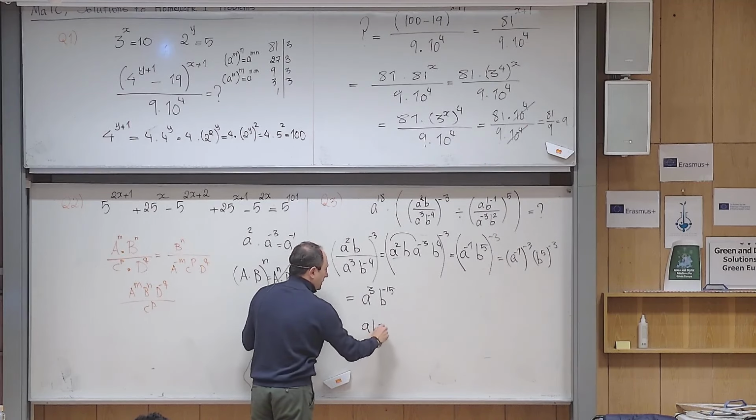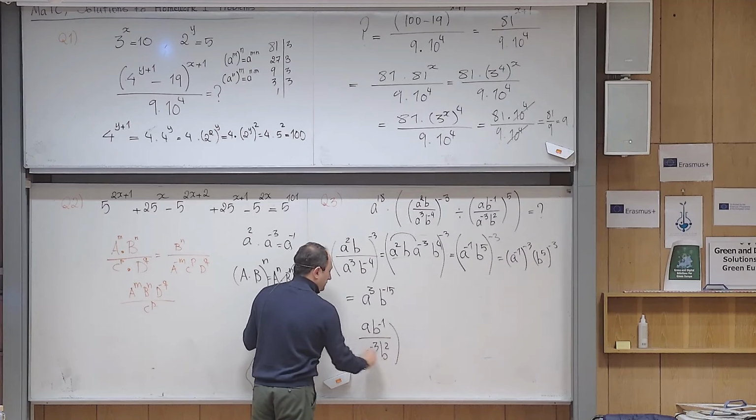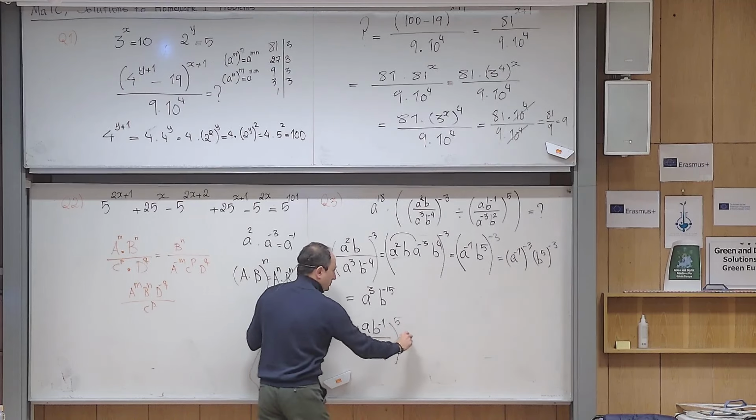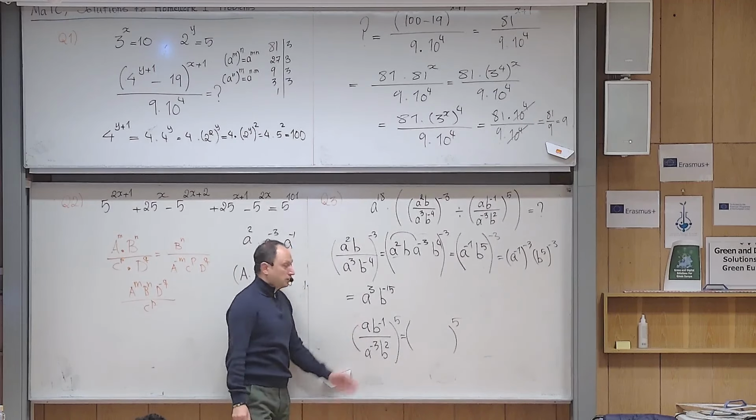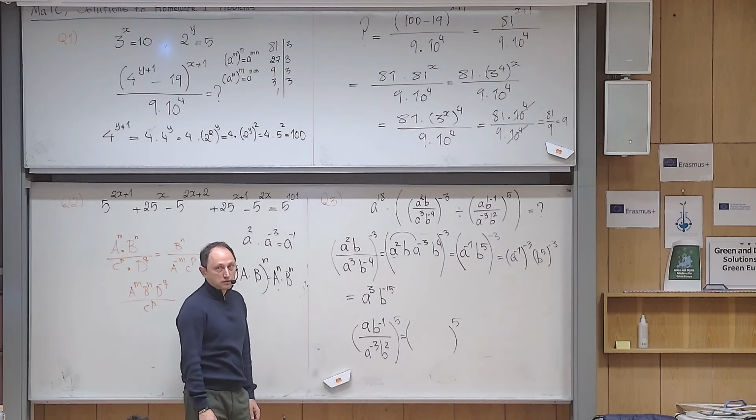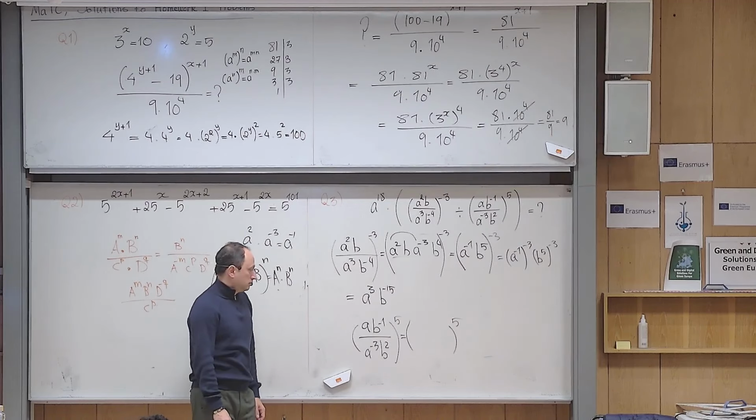a, b to the power minus 1, a to the power of minus 3, b to the power 2, and then I have to power 5. If you don't mind, let us for the time being keep the power 5. So what can I do here? What can I do here?